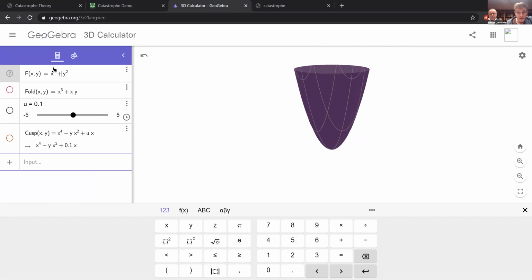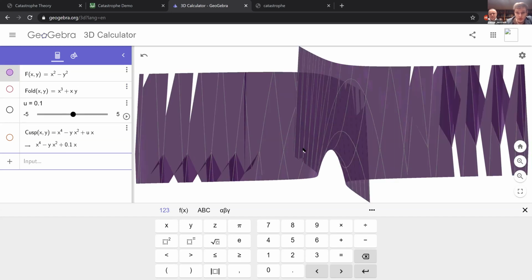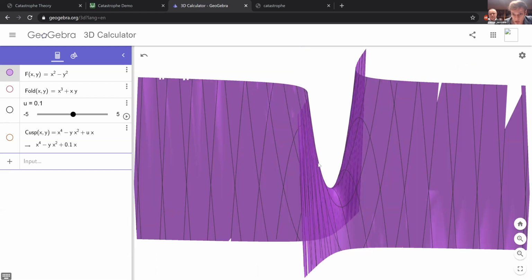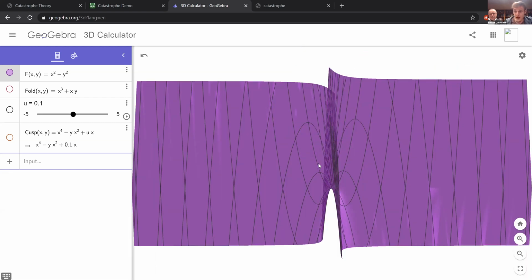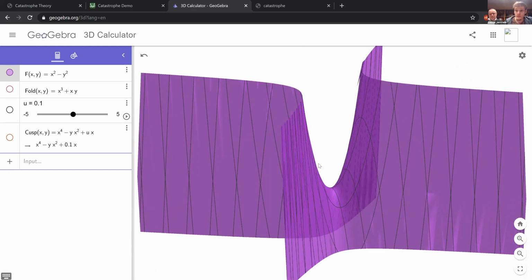Obviously for negative x squared minus y squared, it'll just be this upside down, so a maximum. But if I do x squared minus y squared, then we get, calm down, we get just sort of this typical saddle point. So in higher dimensions, the same kind of thing happens.